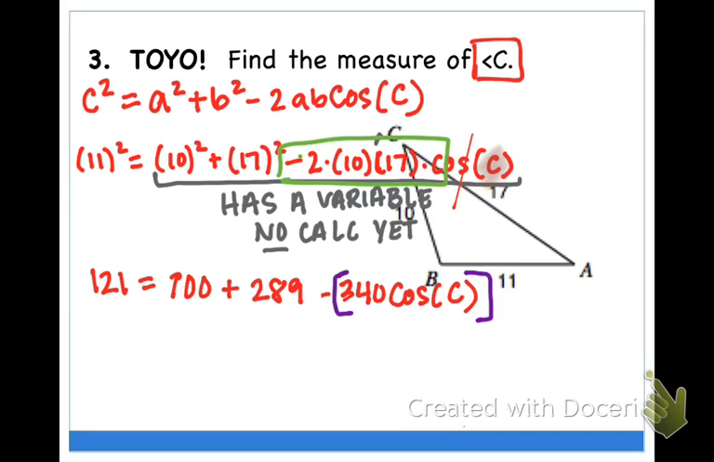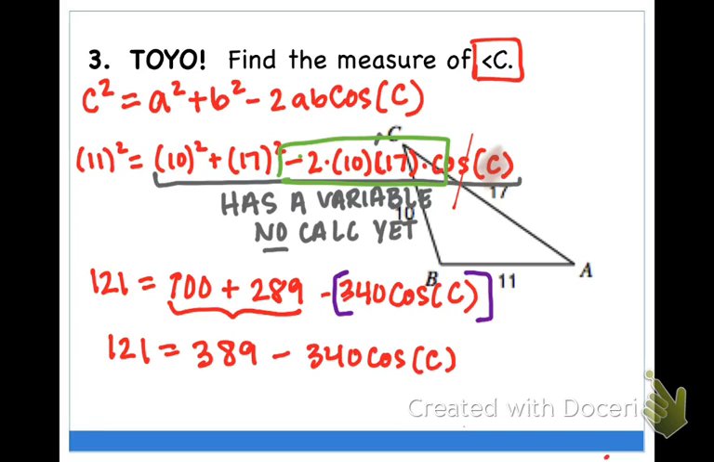So what I want to do is combine the first two together. And I get 121 equals 389 minus 340 cosine of C. And just like before, this is a package deal. I want to separate it. So I need to be very careful that I don't accidentally subtract my 340.